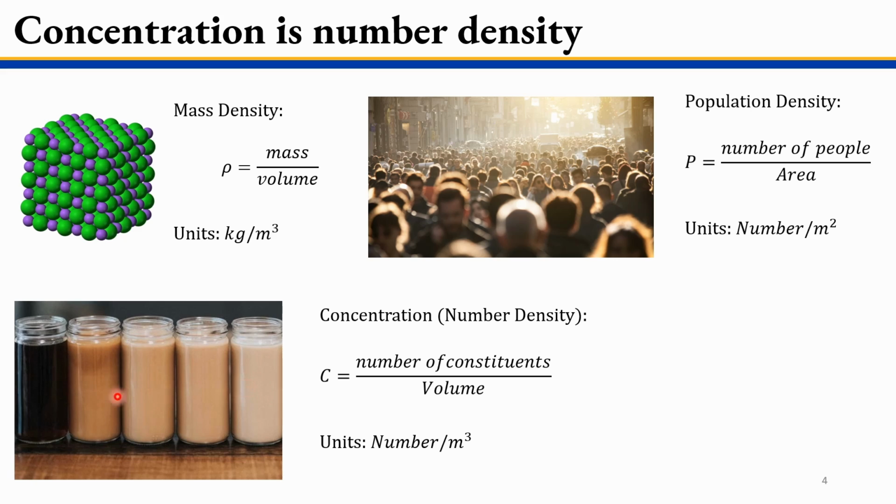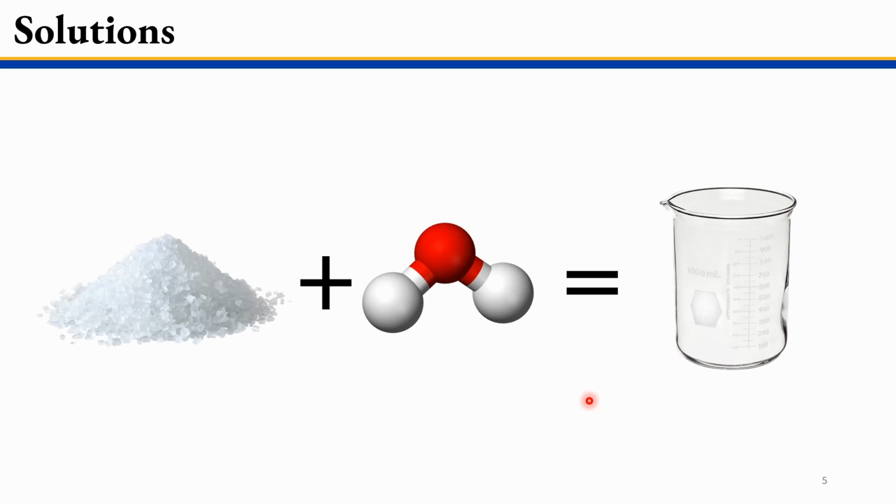So these solutions are equally dense. They have the same mass density, but they have different concentrations as we go more and more dilute. This is going to be the main idea for this video. By the way, these are all scalar functions. Mass density, population density, and concentration, they're all scalars as opposed to vectors.